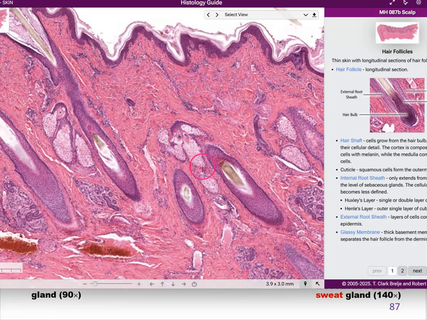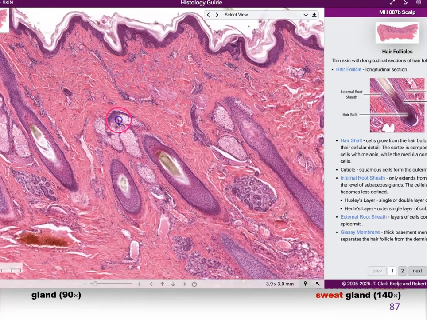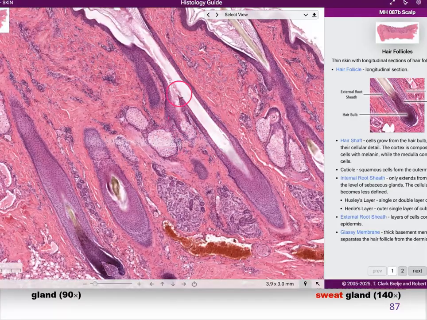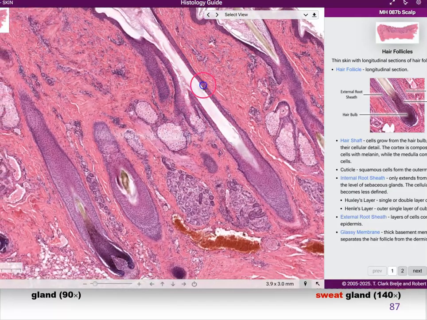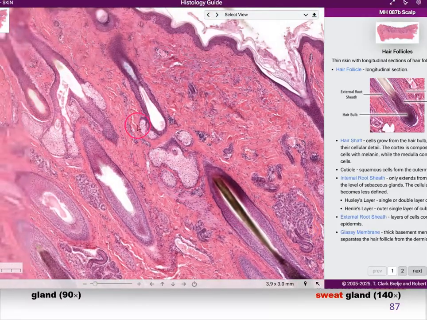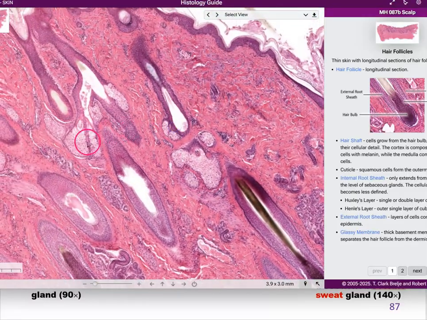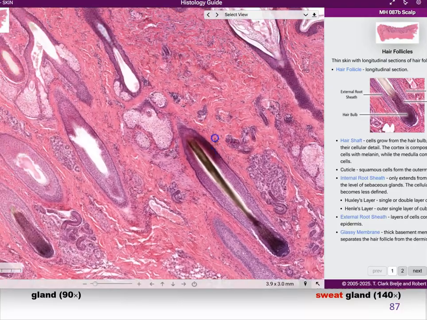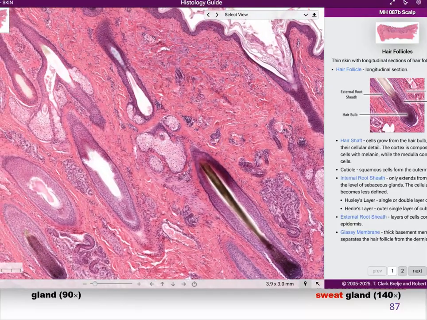Again, here we see sebaceous glands associated with this shaft that is not in the plane. So we only have that one so far that shows us the connection. Wow, that one shows the connection. Okay, so you can look around and recognize this.